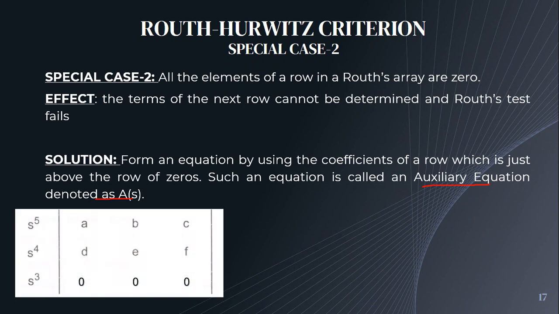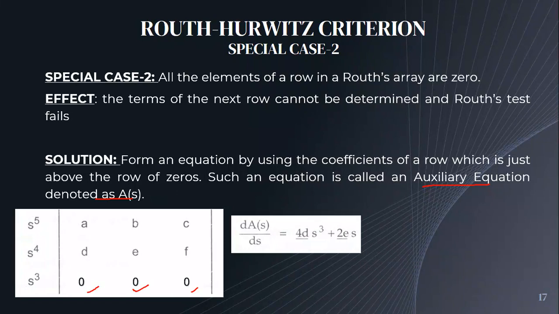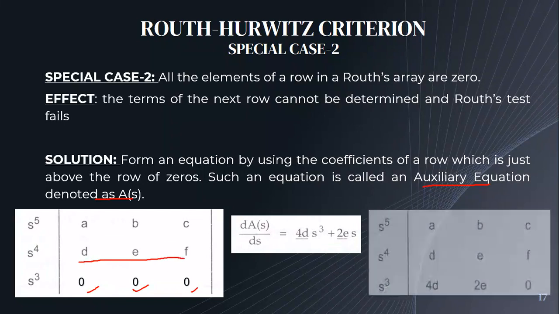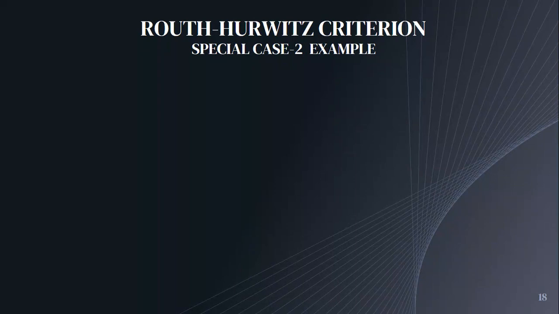So if I have an equation with coefficients a, b, c, d, e, f, and the elements of a row become 0, then we obtain an auxiliary equation by differentiating the elements of the preceding row with their coefficients of s, right? So that we can get the new elements. Now again it becomes quite difficult to understand this way, so let us understand it with the help of an example.